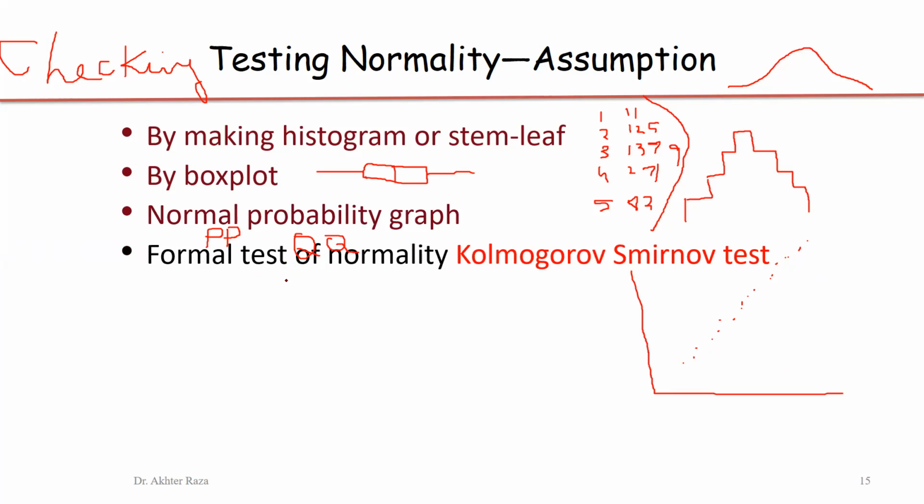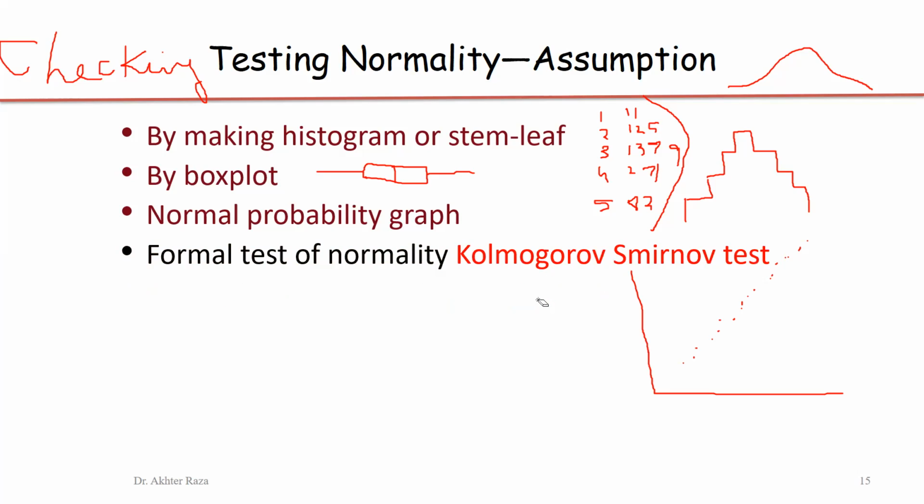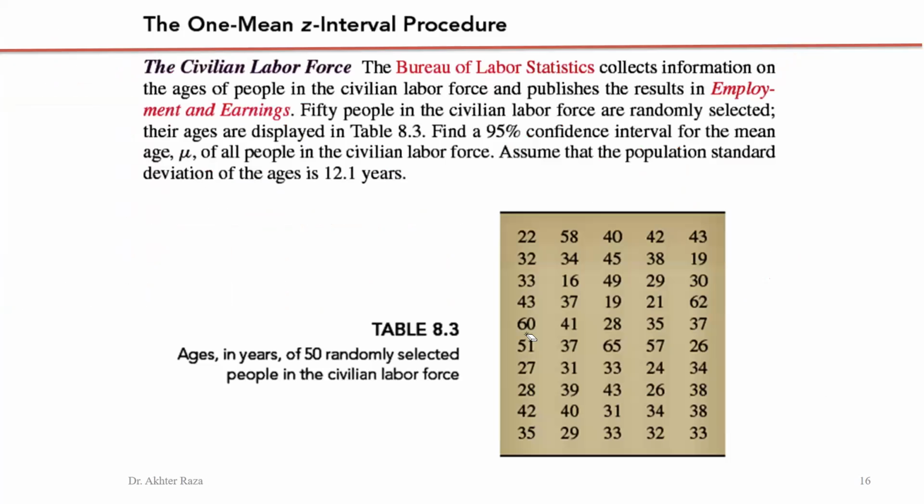Another way of assessing the normality is by test. This is the formal procedure of testing the normality. Two tests are very important in statistics. One of them is known as the Kolmogorov-Smirnov test. The second test is called the Shapiro test. These two tests, we will not consider manual implementation of, but we will cover these two tests in SPSS. Now this is the data.